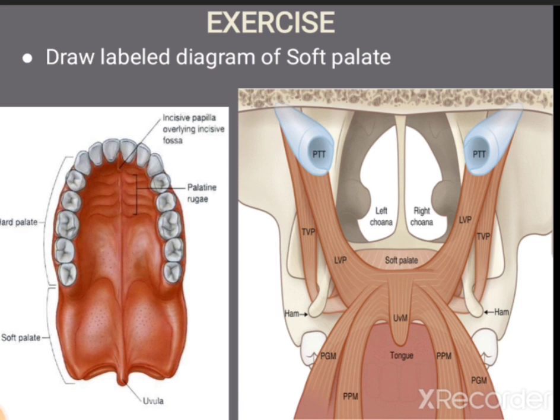Then this is the exercise for you. You have to draw both these diagrams in your files and label them accordingly. You have to use brown color for the muscles and there is no color for the bony part. So this is the complete representation of the soft palate.